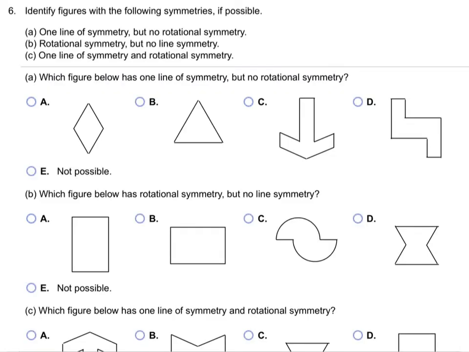All right, now this one gets a little more interesting. We'll start to slow down a little bit. So part A, which figure below has one line of symmetry but no rotational symmetry? So this line of symmetry, and you can't rotate it, right? If you turned it, it's not going to be back onto itself unless you turned it all the way around. Yeah, good job. Good job. That good? What's wrong with A? Why is A not the answer there?